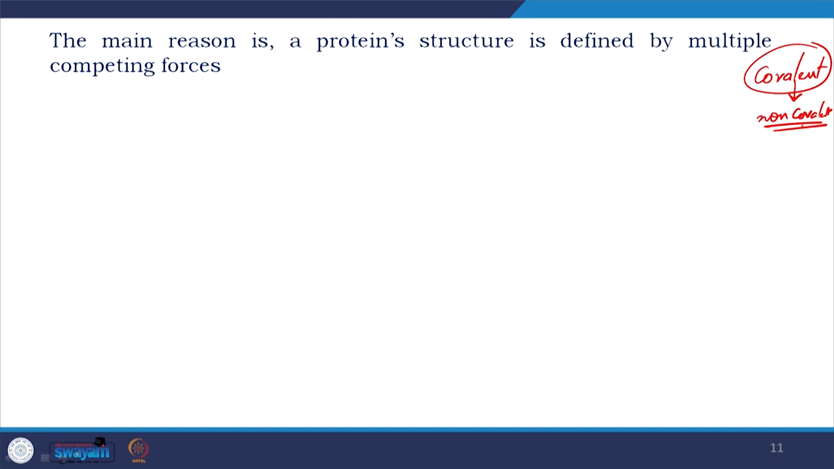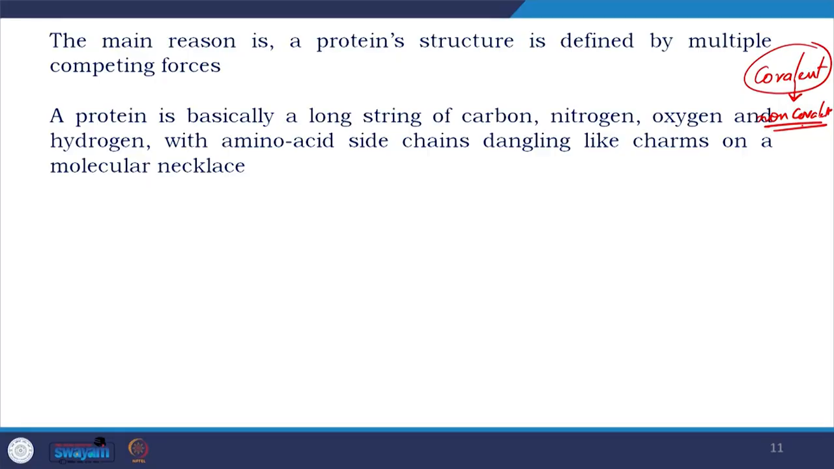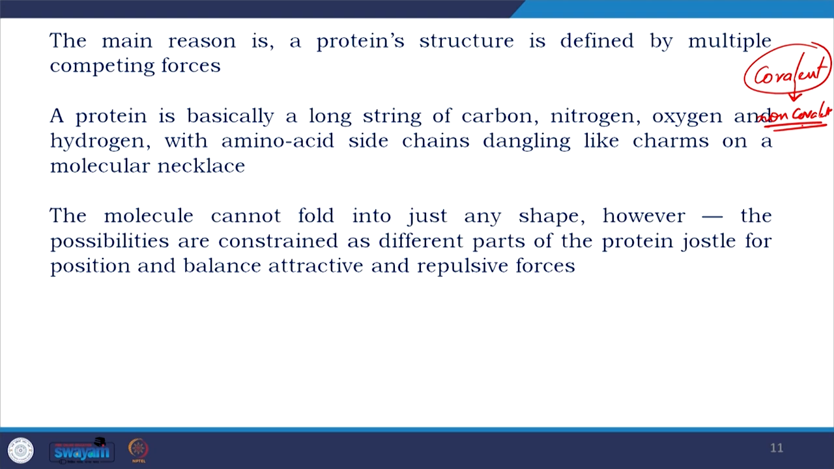Do we know these non-covalent bonds? Yes, we know these non-covalent bonds. What we don't know is how they are distributed, when they are forming, when they are breaking. Because of so many factors, it becomes very complicated and we call it a mystery. As I told you, the protein is basically a long string of carbon, nitrogen, oxygen and hydrogen with amino acid side chains dangling like charms on a molecular necklace. You just made it. The molecule cannot fold into just any shape.